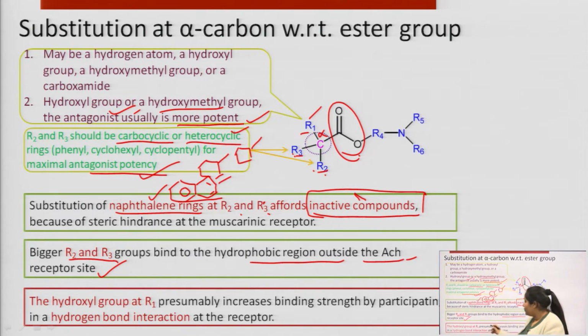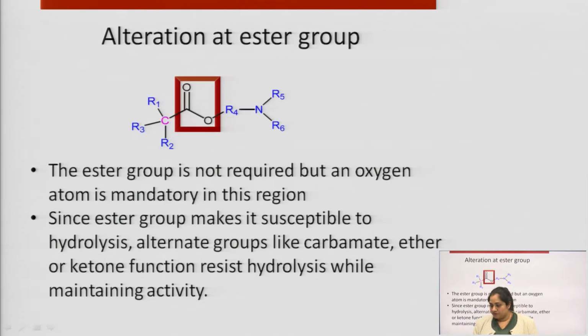If we talk about the hydroxy group that we have taken at R1, that will increase the binding strength, because that will participate in hydrogen bonding, and as we know, hydrogen bonds are quite strong when we talk about a drug and a receptor. This hydrogen bonding of the drug with the receptor will increase the binding affinity, the binding strength of the drug with the receptor. So, the hydroxyl group will enhance the binding of the drug with the receptor.